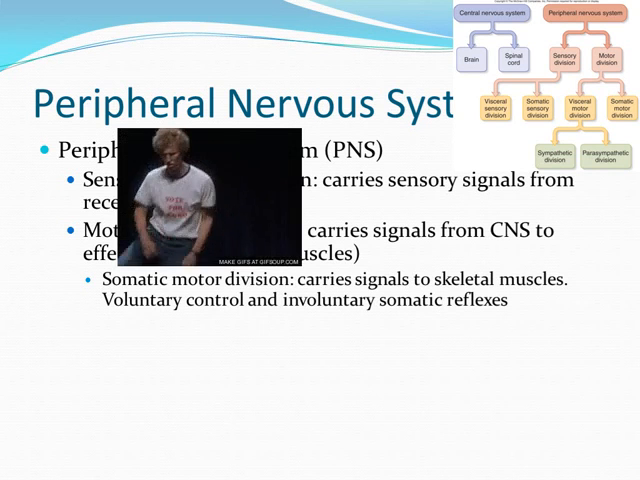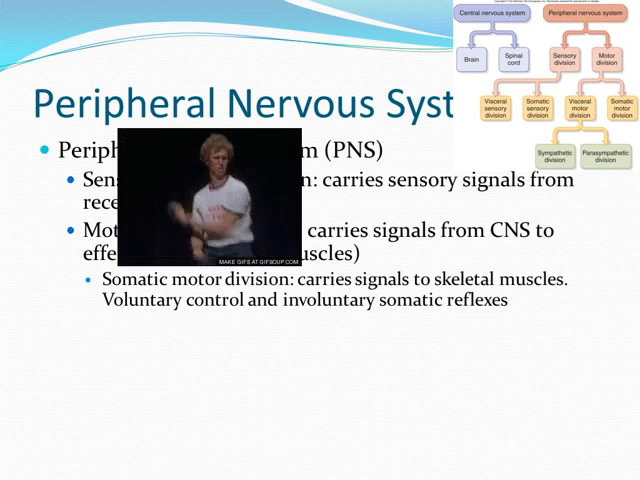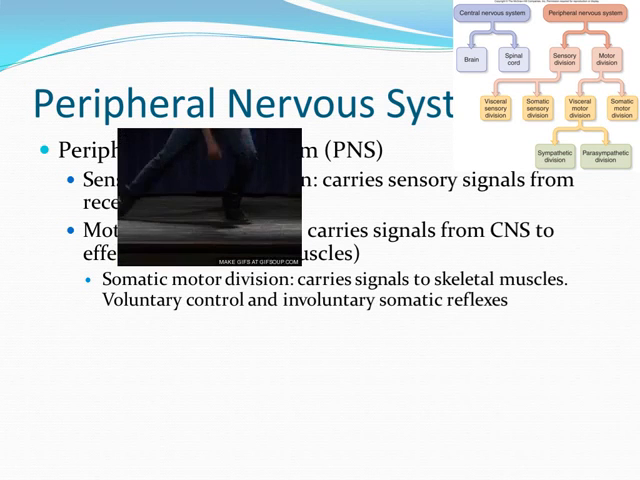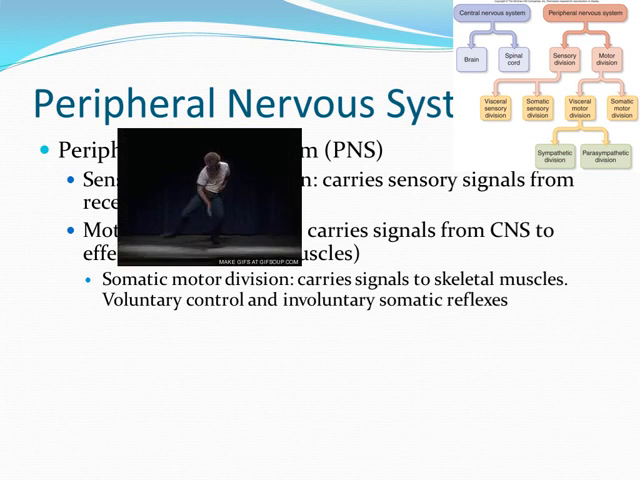So when we're talking about the motor division, there are different parts of the motor division. There's the somatic motor division, where we're actually voluntarily controlling our skeletal muscles.